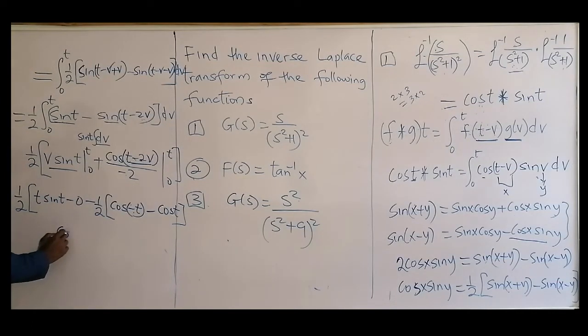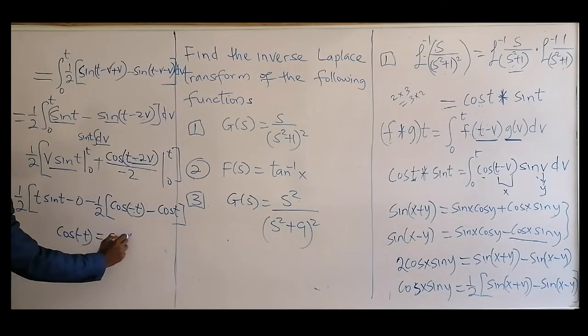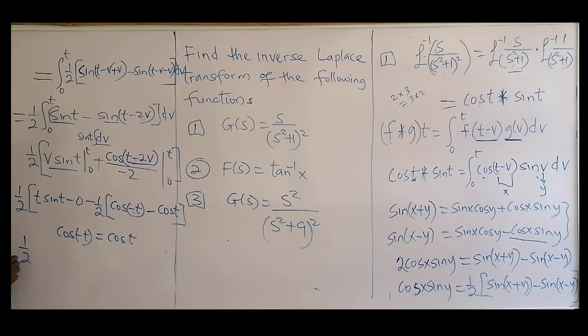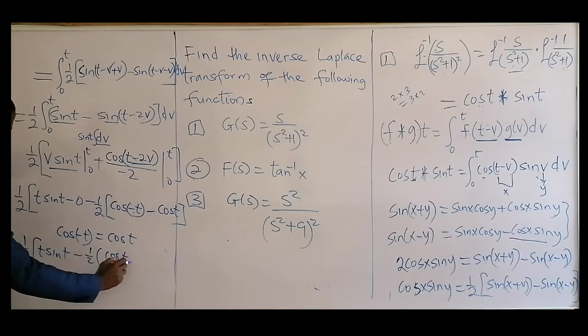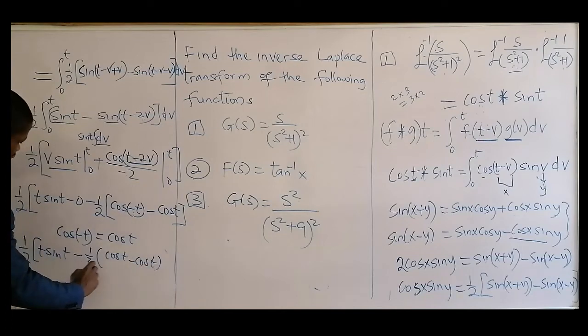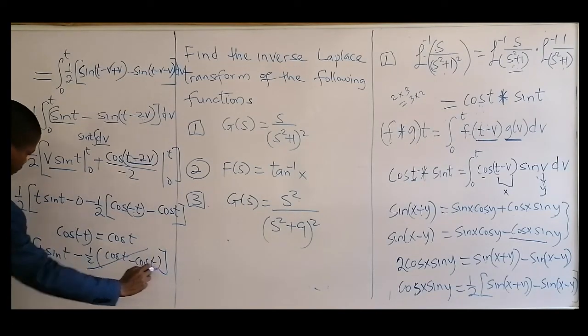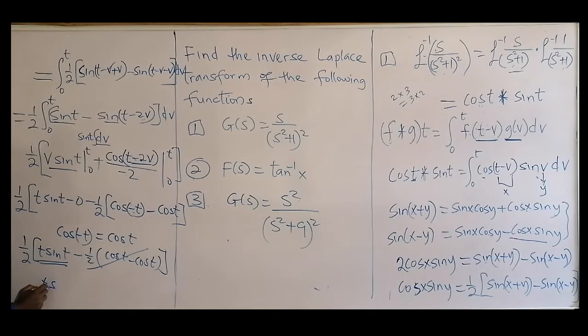Okay, and note that cos of minus t, cos of a negative angle is what? Is positive, cos t. So this will be equal to half into brackets t sine t. And this will give me, you can open this one, that will be equal to minus half into brackets cos t minus cos t. So this is automatically 0, so it cancels out. So the only function you have here is just what? T sine t all over what? Over half. So that's your inverse of that function. Okay.